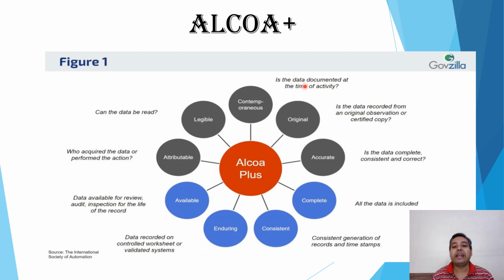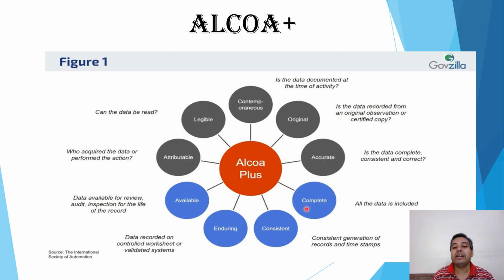Contemporaneous means data should be documented at the time activity was performed, means online documentation should be done by the doer. Original means data should be recorded in the original certified copy, for example respective TDS in respective approved protocol. Accurate means all the generated data should be complete, consistent and correct. The generated data should be free from any error. In case any amendment should be made, then change control procedure should be followed for any amendment to the approved document.